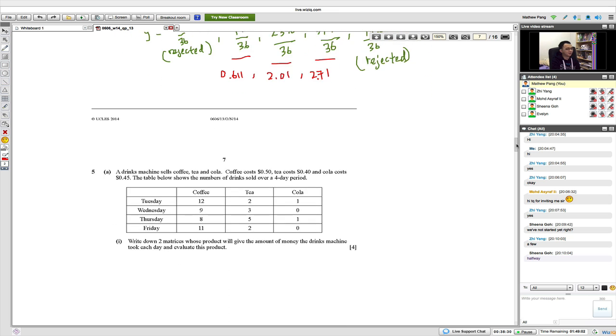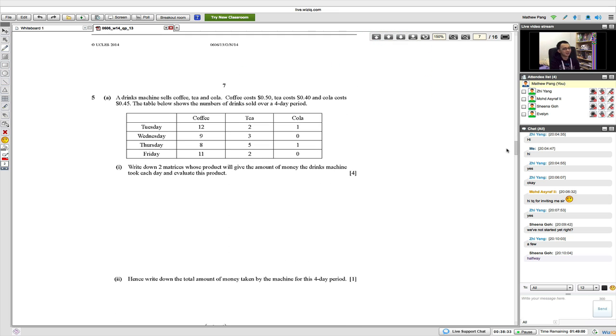Alright, for this one, a drink machine sells coffee, tea and cola. The coffee costs 50 cents, the tea costs 40 cents and the cola costs 45 cents. The table below shows the number of drinks sold over 4 days. On Tuesday they sell 12 coffee, 2 tea and 1 cola. On Wednesday they sell 9 coffee, 3 tea and 0 cola, something like this. So you have 4 days, Tuesday to Friday.